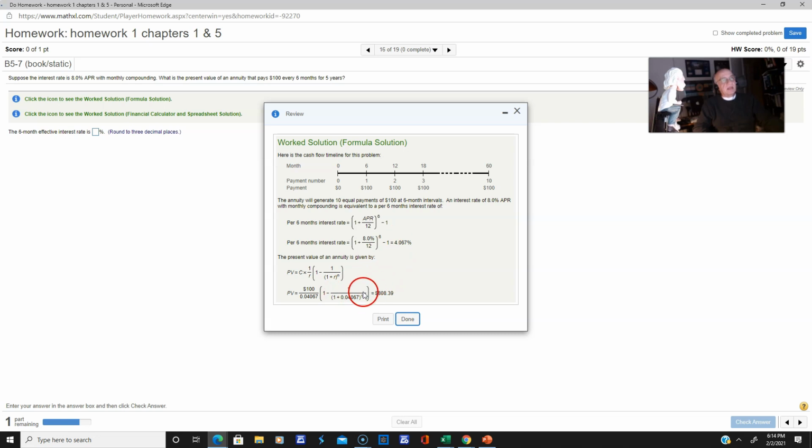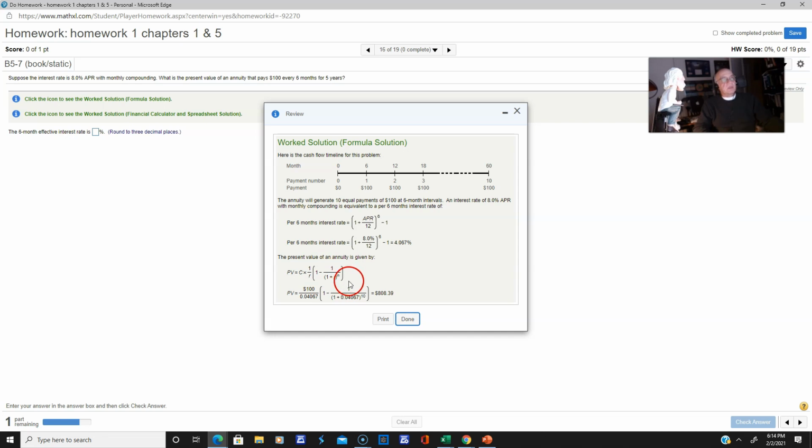And again, now it's 10 periods, right? Everyone see the 10 periods? Okay, so it comes out to 808.39. Remember you use the 6-month rate here to get a 6-month interest rate, but then you've got to use 10 periods to get the present value. So anyway, these are the equations, this one here and this one here. And I believe they use that in one of the examples in the book.